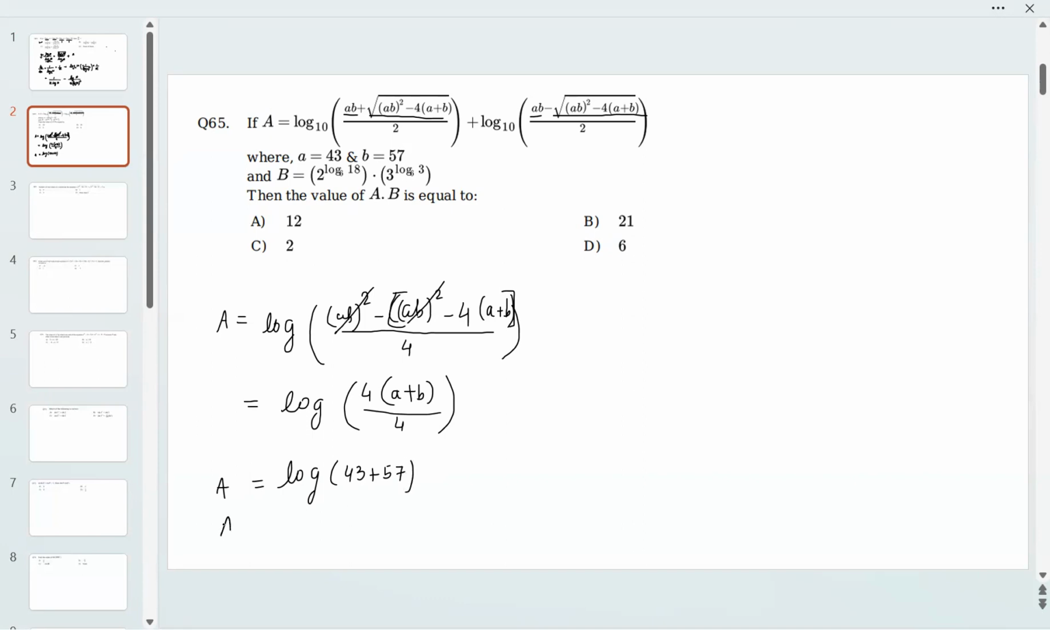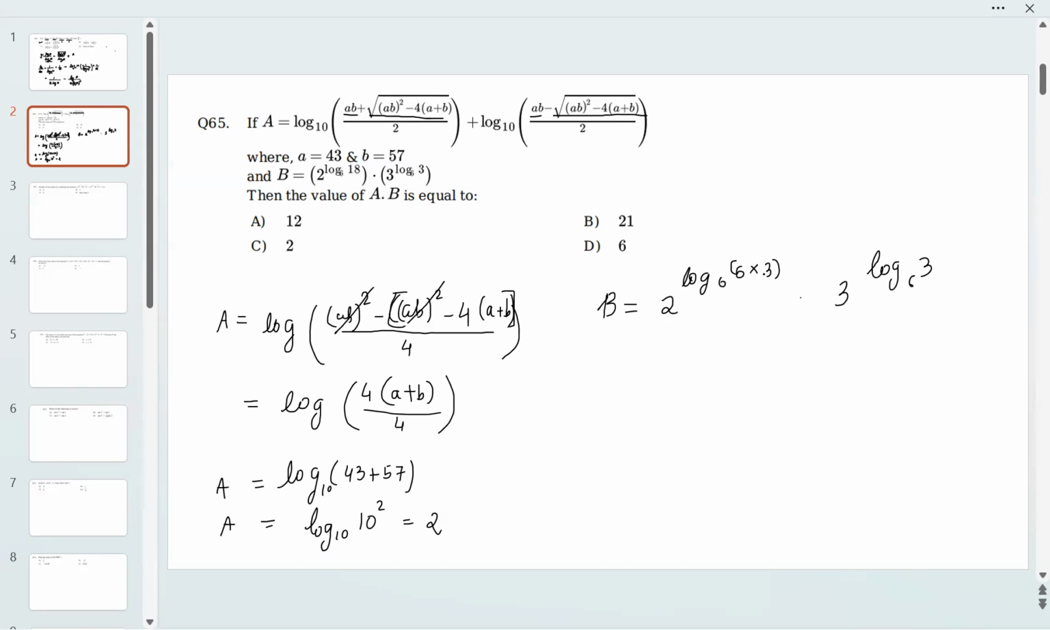And what is log of 43 plus 57? Log of 100. And log of 100 to the base 10. 100 I can write 10 square. 2 will come in front. So answer will be 2. So capital A's value is 2. Similarly, for the value of capital B, how will we simplify? Please check. I can write 2 log, I'll write the base afterwards, 18. 18 I can write 6 3s are 18, into 3 log 3 to the base 6.